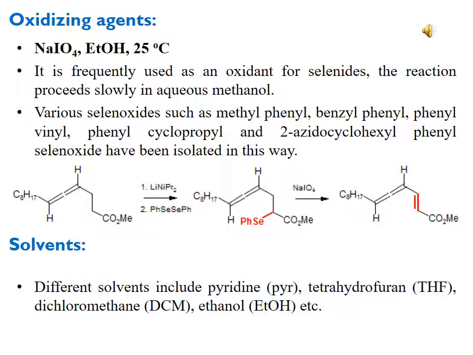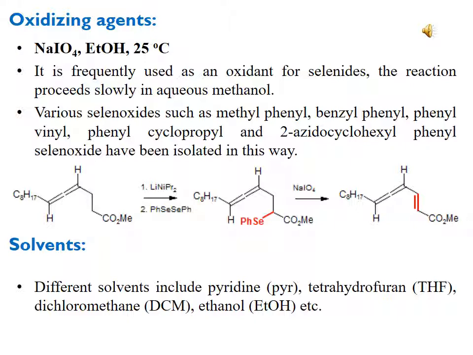The fifth example, or the last example which we discuss here as an oxidizing agent, is sodium periodate, using ethanol as a solvent at a temperature of 25 degrees C. This oxidant is not used too much, but is applied in many cases. The basic reason for its less use can be attributed to its slow reaction. Secondly, a number of selenides have been prepared through this reagent, including methyl phenyl, benzyl phenyl, phenyl vinyl, phenyl cyclopropyl, and 2-azidocyclohexyl phenyl selenides.